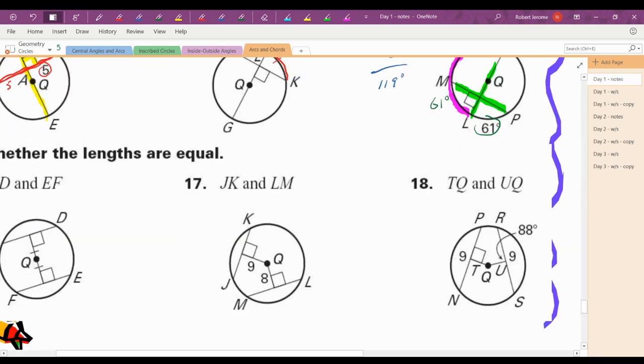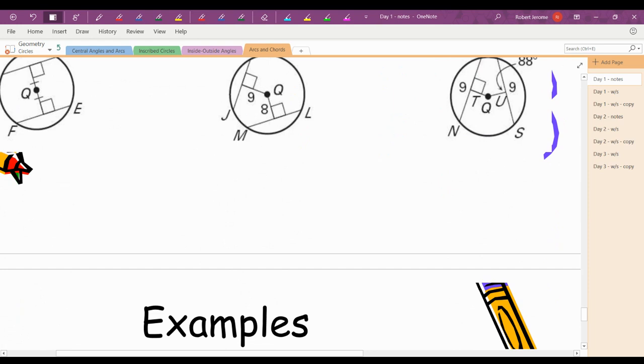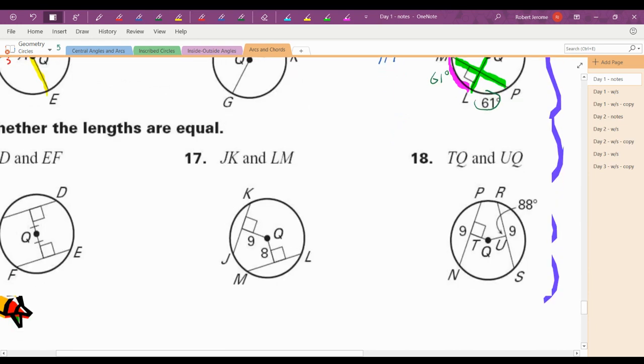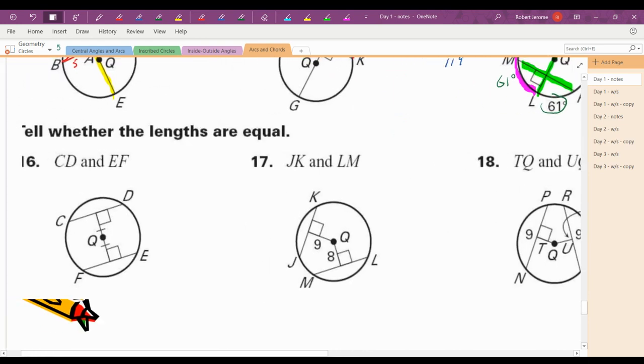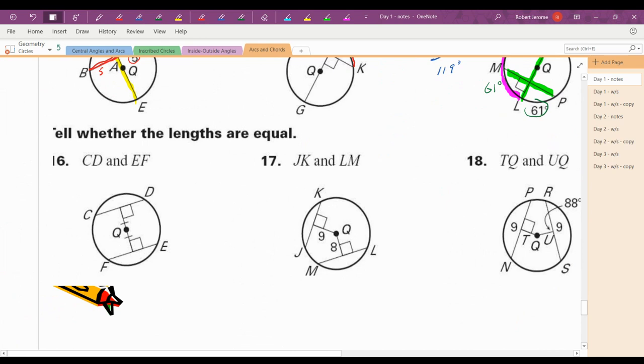Okay, let's see what else we have in our next slide here. Tell whether the lengths are equal. So CD and EF. Since they are equal distance from the center, then the chords are congruent. So that's a yes.